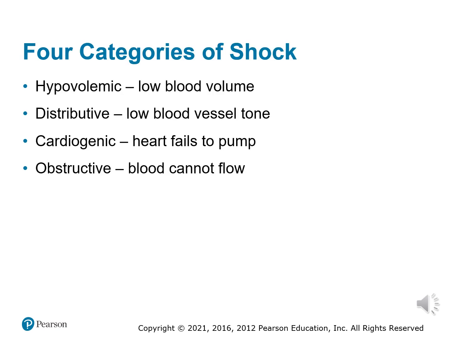There are 4 categories of shock, and I highly recommend knowing and understanding this. So read in your book what the shocks are in the 4 categories. But to break it down in quick terms, hypovolemic is low blood volume. Distributive is low blood vessel tone. Cardiogenic is when the heart fails to pump, and obstructive is when the blood cannot flow.